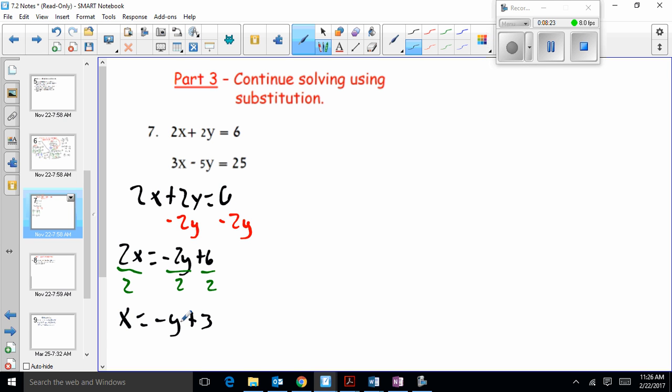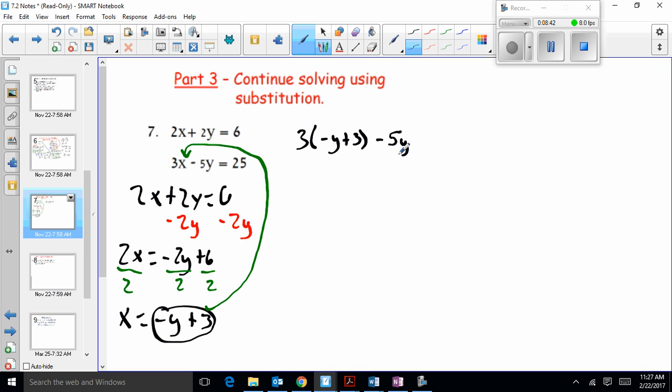All right. I'm able to plug this back in up here for x. So that'll leave me with 3 times negative y plus 3 minus 5y equals 25. Now I'm able to distribute the 3. So I'll have negative 3y plus 9. I bring this down, negative 5y equals 25.